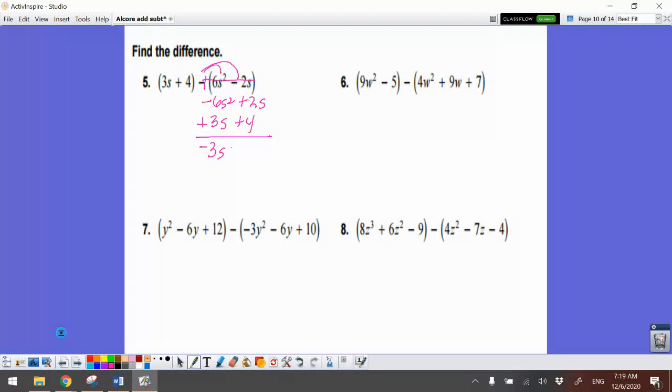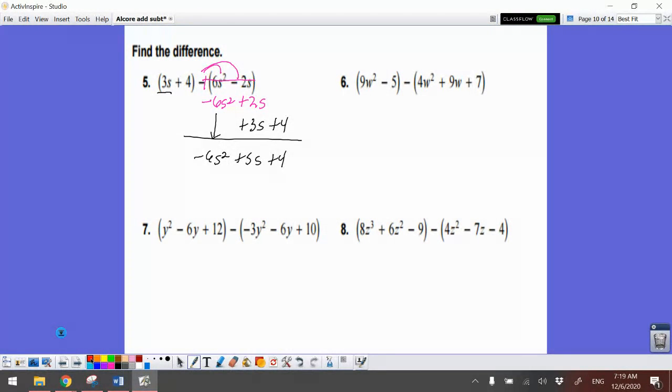Oh, wait a minute. I can't do that, can I? I wrote that in the wrong spot. This is a 3s. It needs to be under the s, not the s squared. The plus 4 is over here on the side. So there is no like term for the s squared. So now I can add 3 plus 2 is 5 and a positive 4. You can see how easy it is to just get caught up in your process and not paying attention to your like terms.